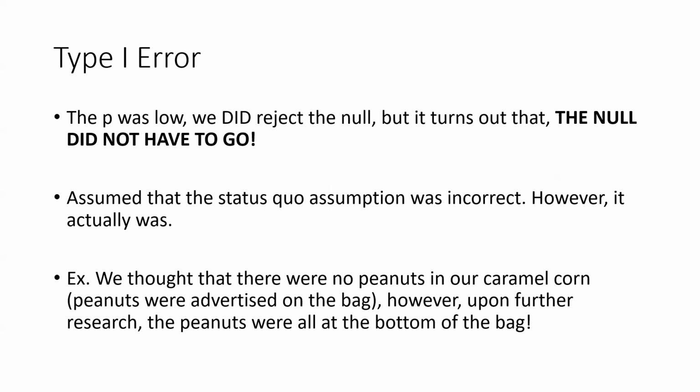So again, we performed our methodology of analysis. We came up with a low p-value, lower than our alpha value. So let's say our alpha value was 0.05 and our p-value was, I don't know, 0.0001. Therefore, we rejected the null hypothesis. However, it turned out that we mistakenly rejected the null hypothesis. The null hypothesis assumption was actually correct, and we accidentally rejected it.